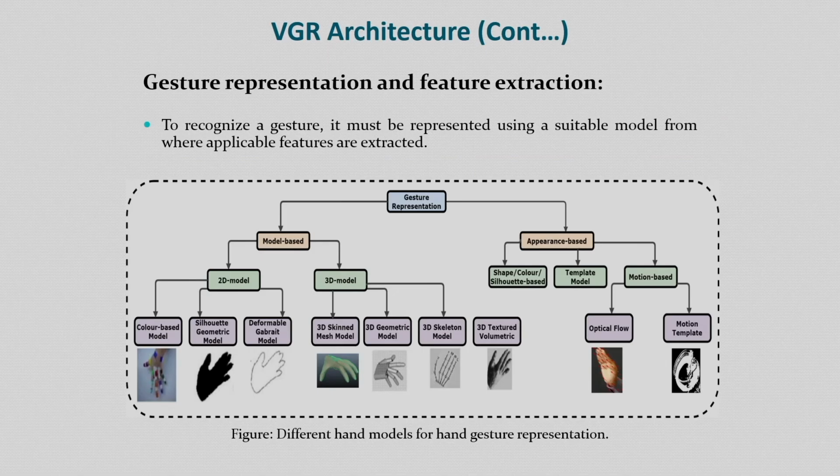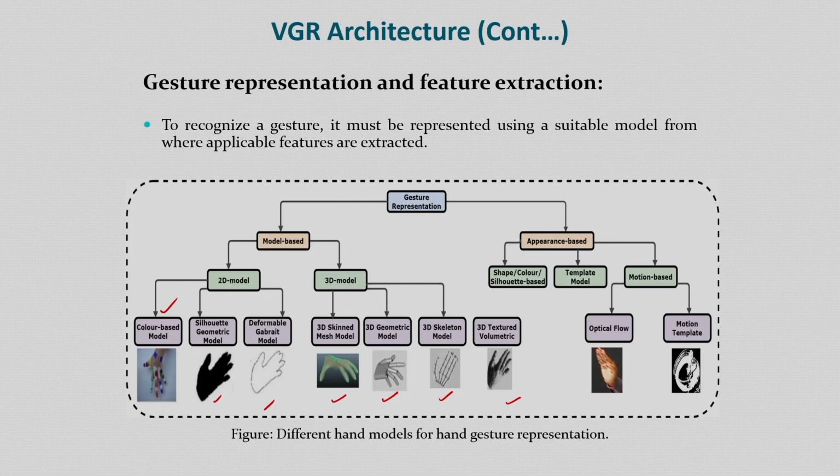So here again I am showing these models. So that is the gesture representation and feature extraction. So you can see the color models. The first I am showing, that is the 2D model. The silhouette geometric model, that is the second one, that is a 2D model. Deformable model also we can consider, and similarly we can consider 3D models like 3D skin mesh model, 3D geometric model, 3D skeleton model, 3D textured volumetric model. So these are the model based techniques.